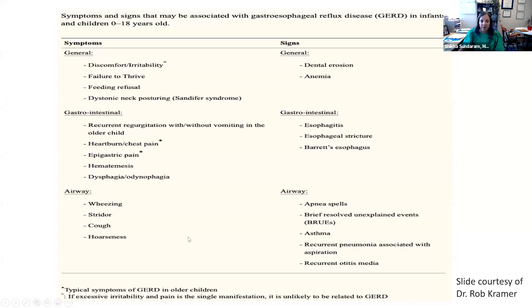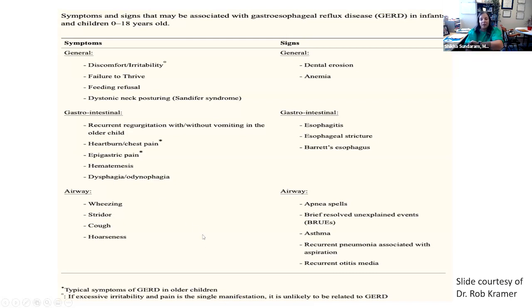The symptoms of reflux are very, very broad, and they can include discomfort or irritability, poor growth and feeding refusal, dystonic neck posturing, or what we sometimes refer to as Sandifer syndrome, where the children kind of throw their head back and arch. Now that can be tricky because that can also just, quote unquote, be behavioral. You may see true vomiting or regurgitation. As kids get older, they may actually complain of heartburn or chest pain or epigastric pain. They may have smelly breath, dysphagia. Rare to have hematemesis, which is throwing up of blood.